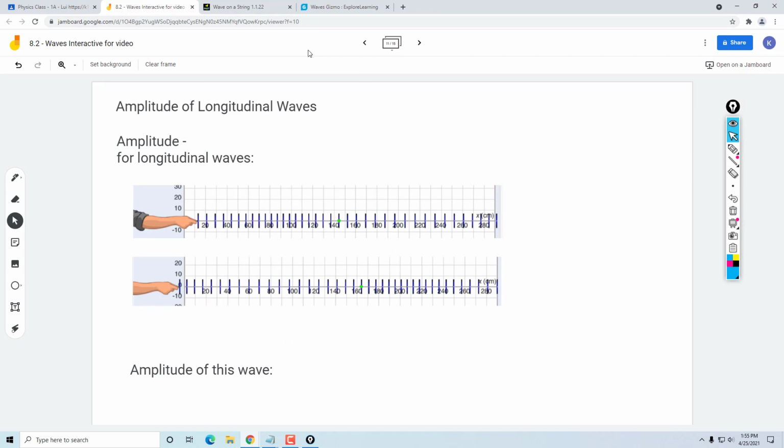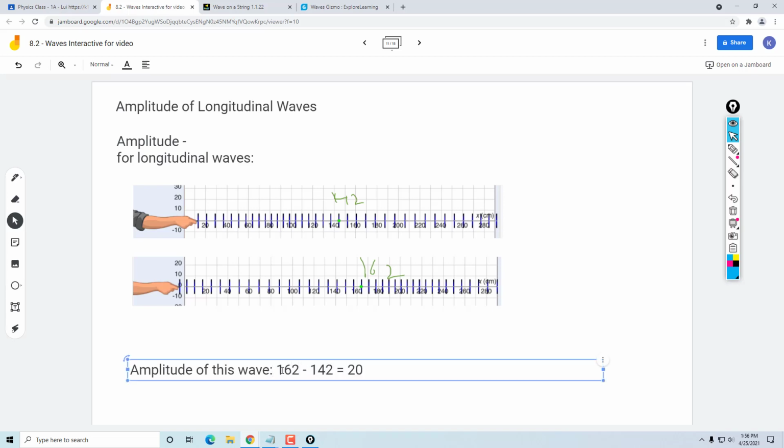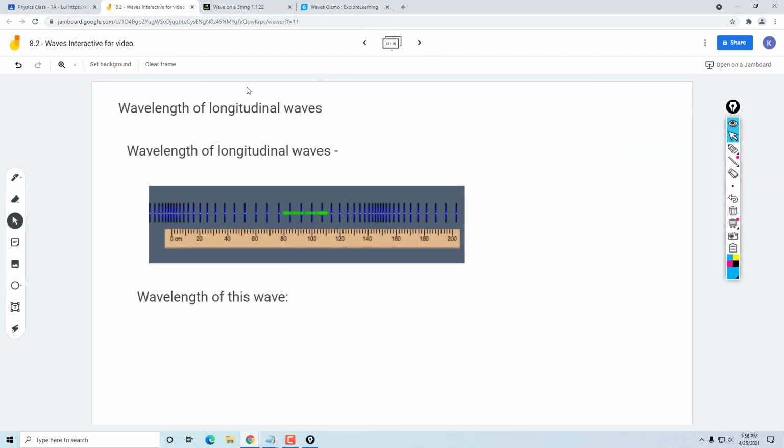We can do the same thing with longitudinal waves. With longitudinal waves, the amplitude is how much we go left and right. If we're going from about 142 to about 162, then the amplitude would be about 162 minus 142, which is about 20. The wavelength, well, is from one part where they're most condensed to another. That's from 0 to about 150. So the wavelength of this wave is about 150 centimeters.